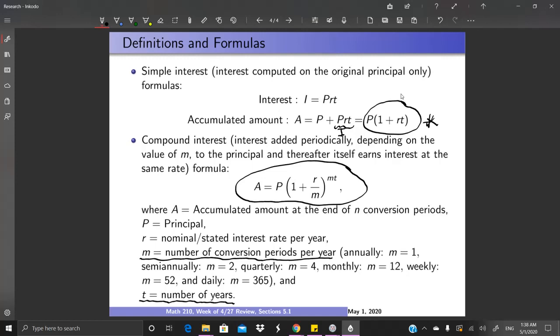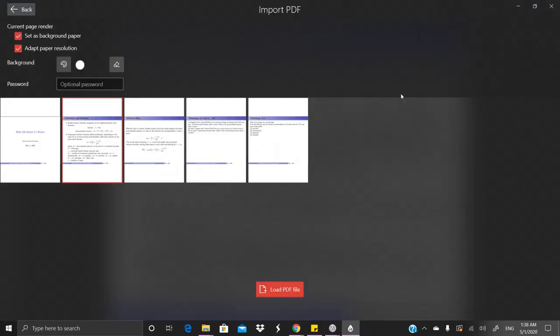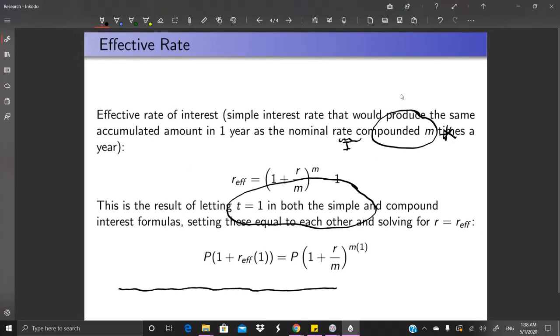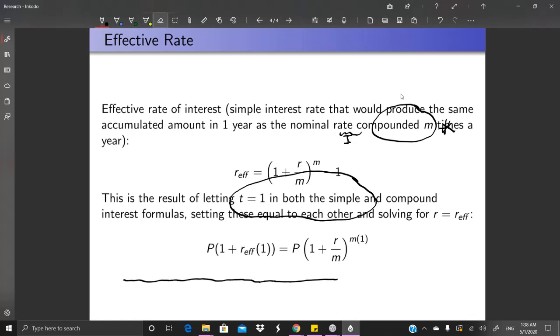M is a conversion period, so it says compounded, and whatever word comes after compounded will tell you what the value of M should be. Okay, so let's talk about another definition. Get rid of all of this mess over here.